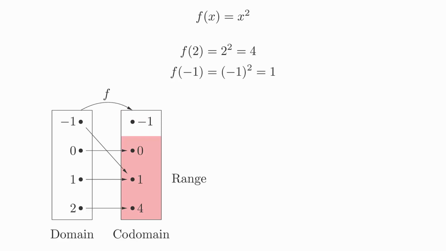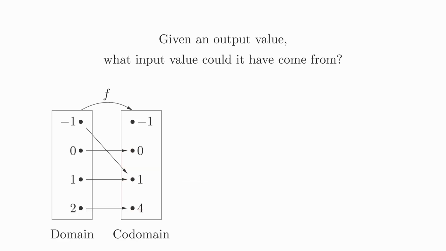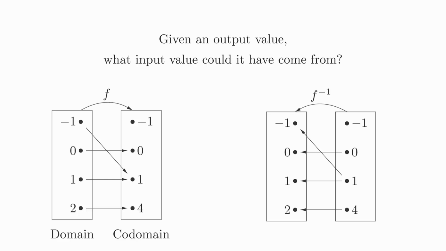in the domain. The inverse attempts to ask the question, given an output value, what input could it have come from? For example, to find the inverse of 1 under this mapping, we would trace these arrows backwards to see that both plus and minus 1 map to 1. This is the essence of the inverse question. From this, we see that the inverse is the mapping you get when you swap the domain and codomain and turn all the arrows around.